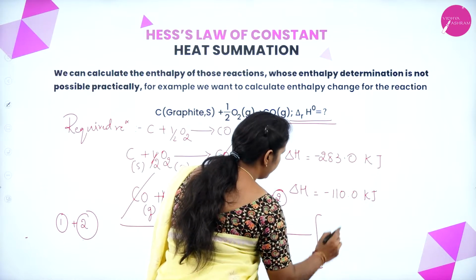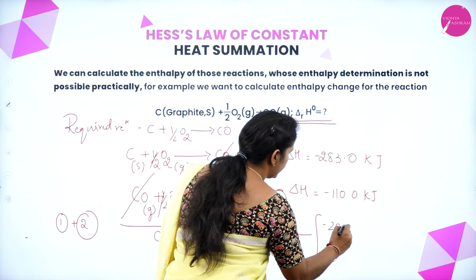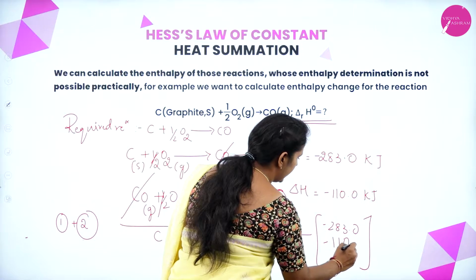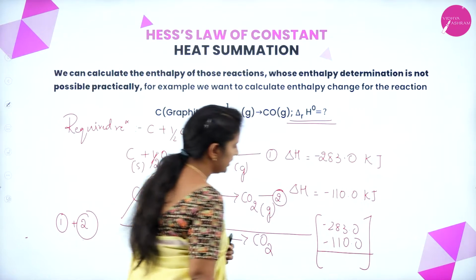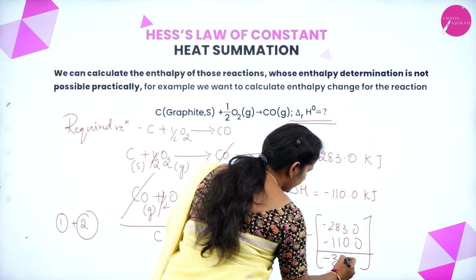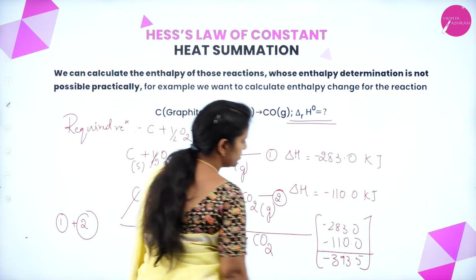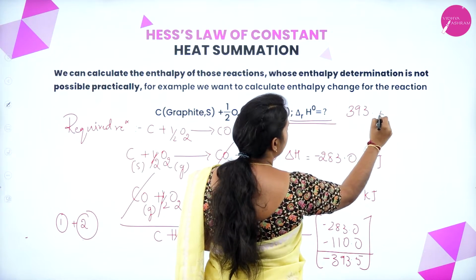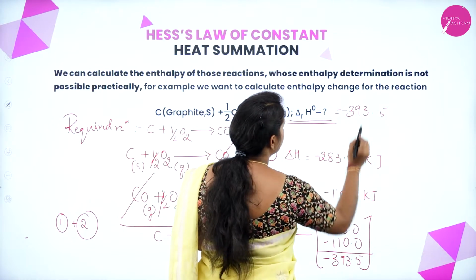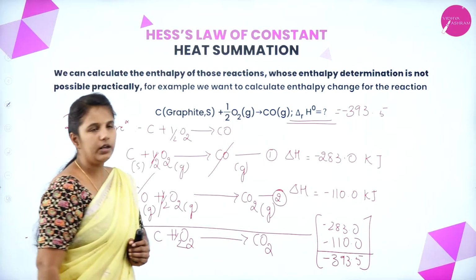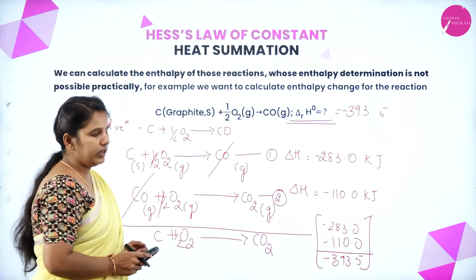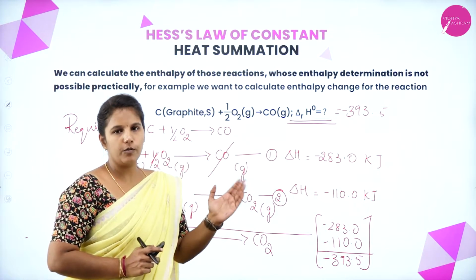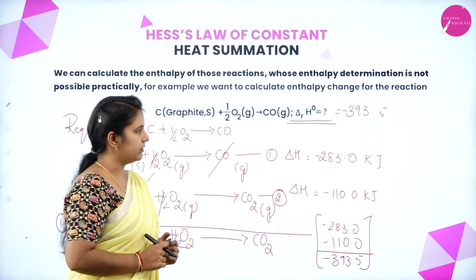So it can be minus 283.0 minus 110.0. If you add these two, it is minus 393.5. So this is the enthalpy of this reaction. The enthalpy of formation is minus 393.5 kilojoules. In this way, we can easily calculate the enthalpy of formation of that particular reaction.